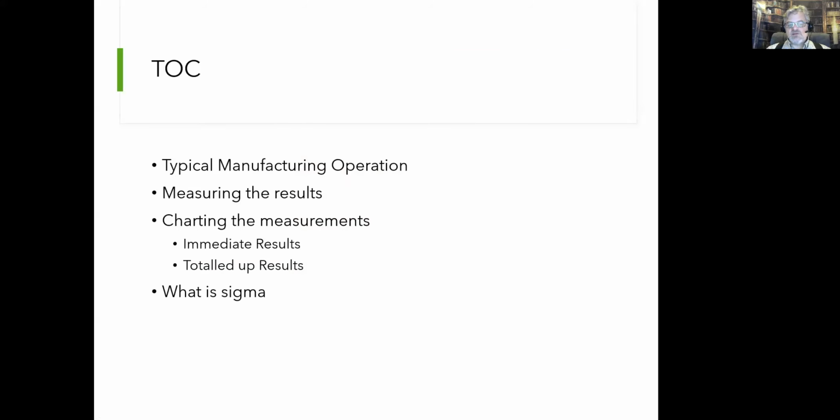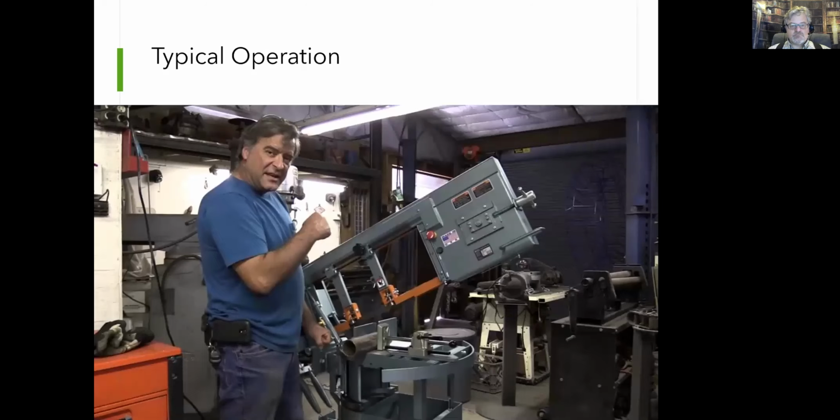So we're going to talk about a typical manufacturing operation. We're going to talk about how we measure the results of that operation in a typical manufacturing environment. And then we're going to talk about charting the results, because Six Sigma is often depicted as a chart, and we're going to talk about how that chart gets created. And then finally, we're going to talk about Sigma itself.